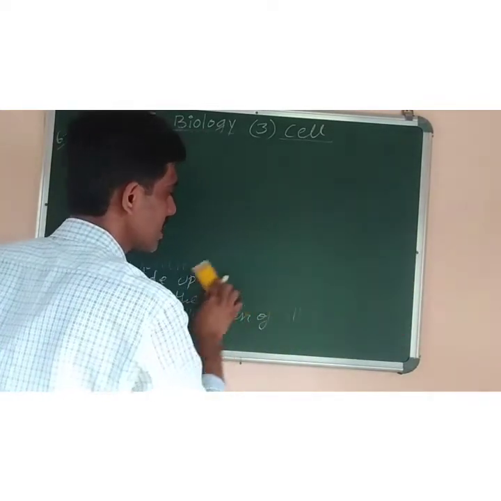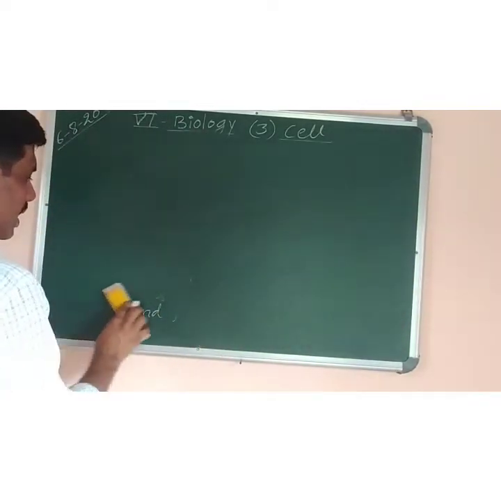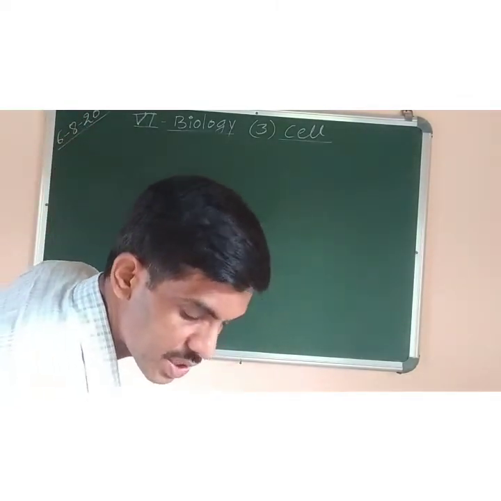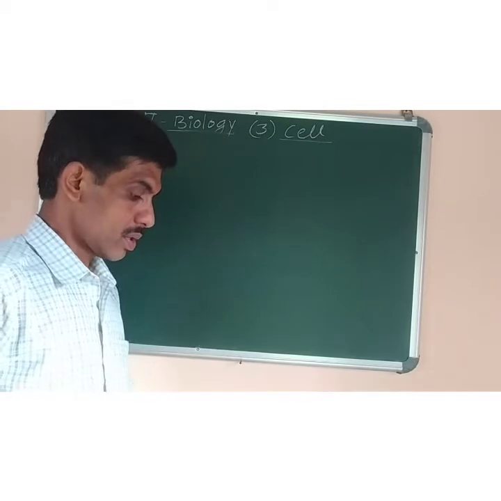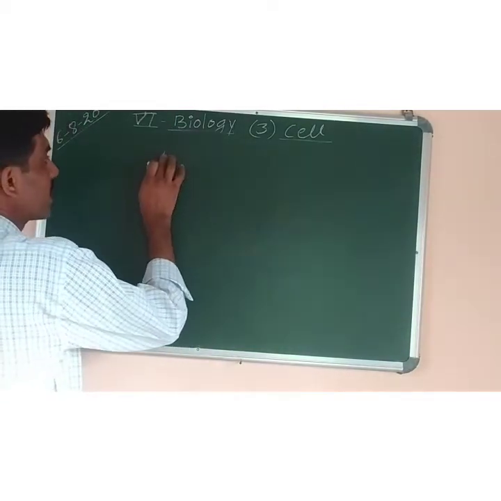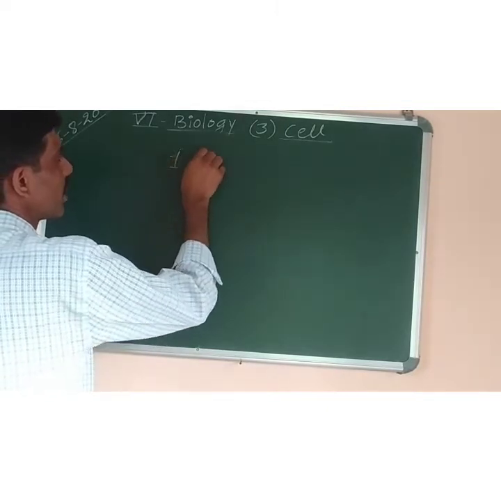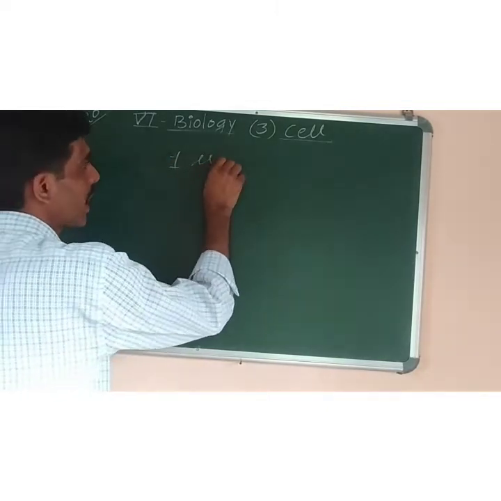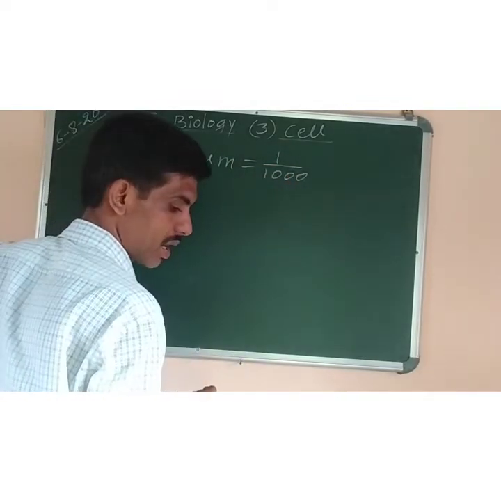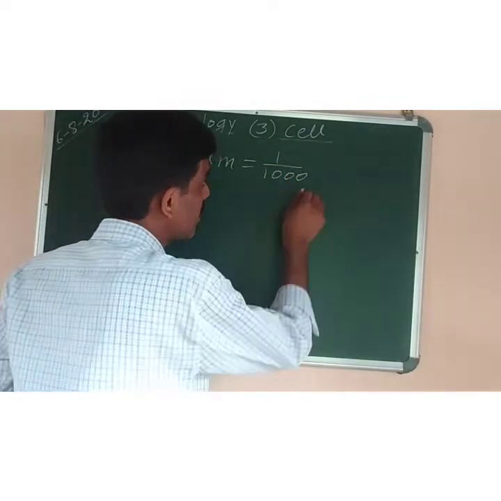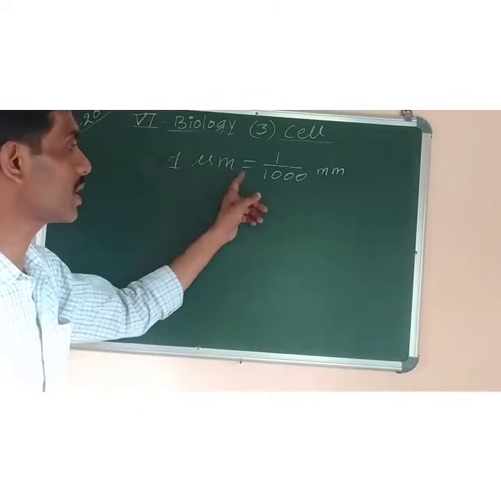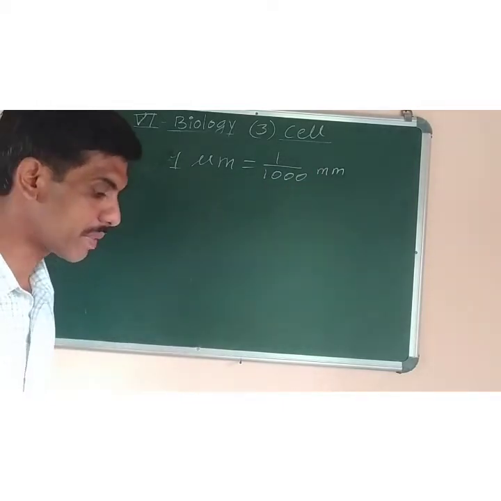And some of the cells are very big, like the ostrich egg, which can be seen with our naked eyes. The nerve cells are 1 meter long. So cells are generally measured in micrometer. This is the symbol of micron. One micrometer is equal to 1 by 1000 of a millimeter. Mm means millimeter.